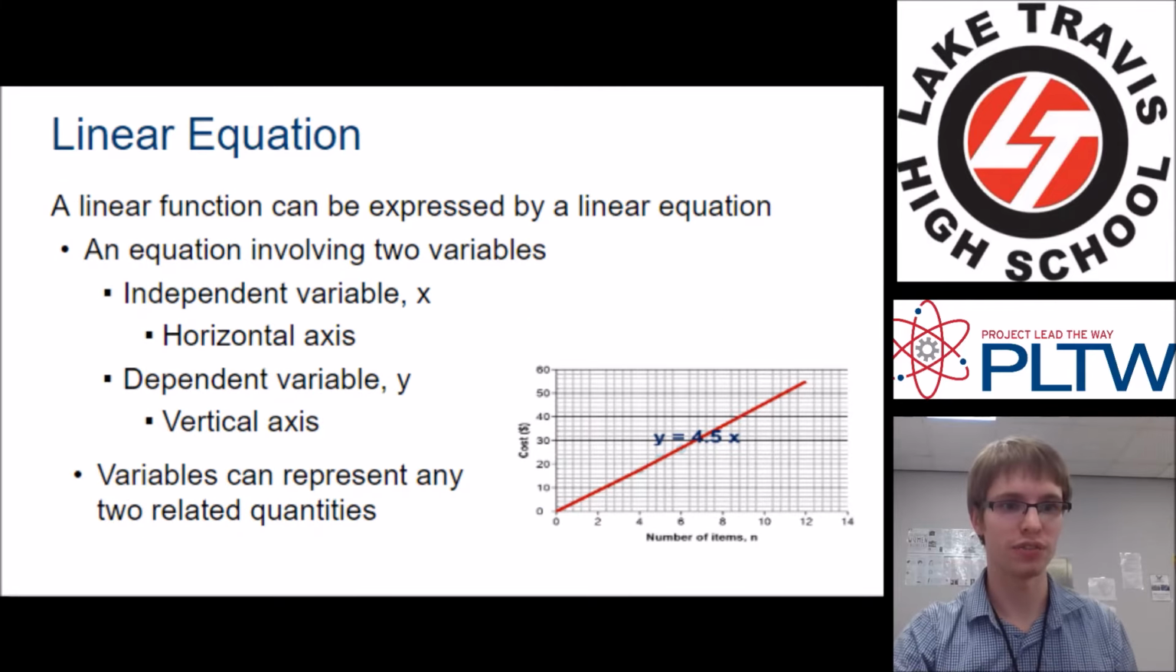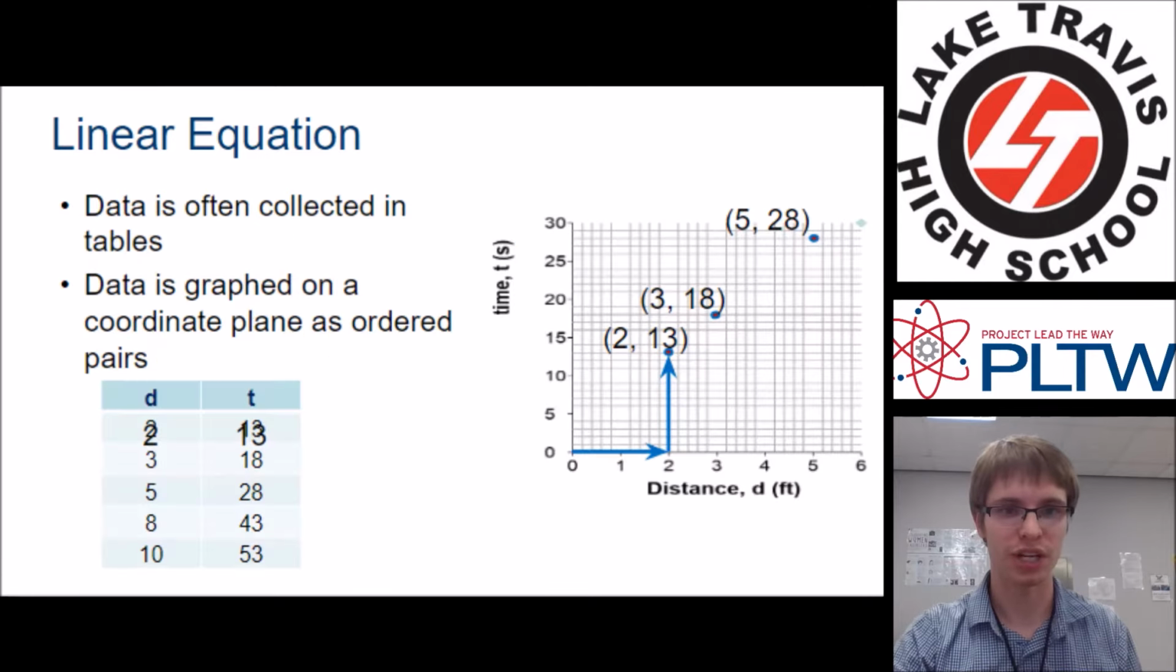So with this one, you've got the independent and the dependent variables like we talked about. And for every time you increase your x by 1, your y increases by 4.5. That's what this means here. A change in x by 1 produces a change in y by 4.5. That's a constant rate of change.